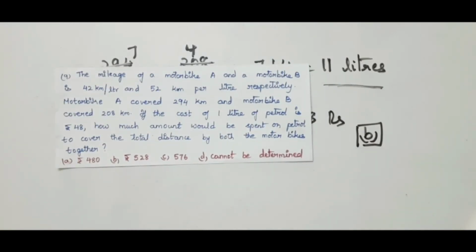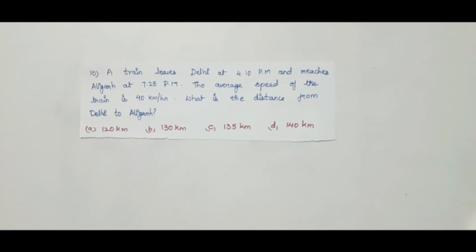Now let us go to next problem. A train leaves Delhi at 4:10 p.m. and reaches Aligarh at 7:25 p.m. The average speed of the train is 40 km per hour. What is the distance from Delhi to Aligarh? Options given as A, 120 kilometers, B, 130 kilometers, C, 135 kilometers, D, 140 kilometers.